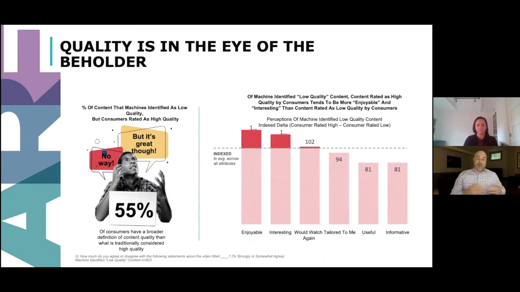And so that opens up a whole number of questions. One of the things we did was try to identify if there were any attributes around this content that may give us a hint as to what was driving that. And we did see some interesting things. So for the content identified as low quality but perceived as high quality, the respondents felt that it was enjoyable or interesting or something they would want to watch again or share. While attributes like informative or useful were not what we saw pop for those that thought that the traditionally considered low quality content was high quality.